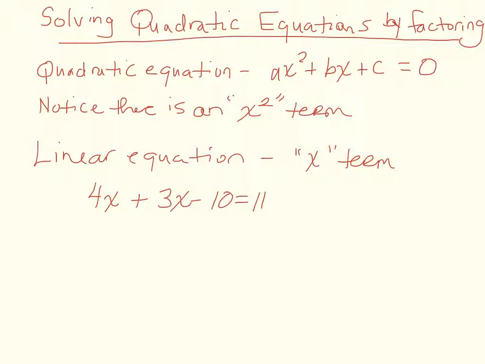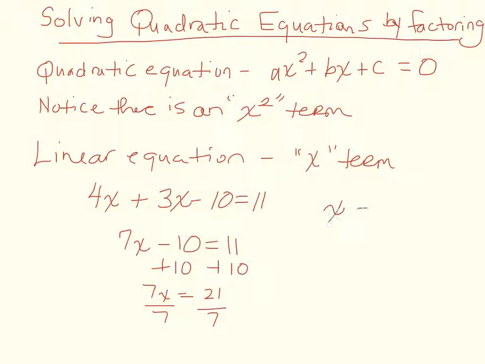Now we can solve a linear equation by saying 4x plus 3x, well, that's 7x, minus 10 equals 11. If I add 10 to both sides, I'm going to get 7x is equal to 11 plus 10 is 21, and if I divide by 7, I'm going to get x is equal to 3. So I get one solution. Sometimes I have no solution. Sometimes I have infinitely many solutions, and all real numbers then are the solution in that case.